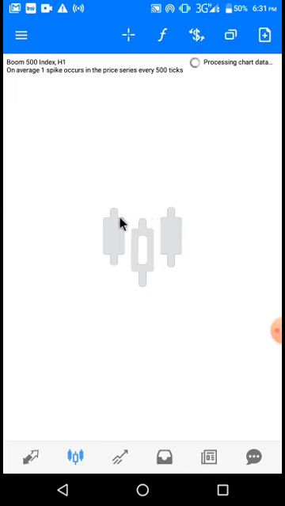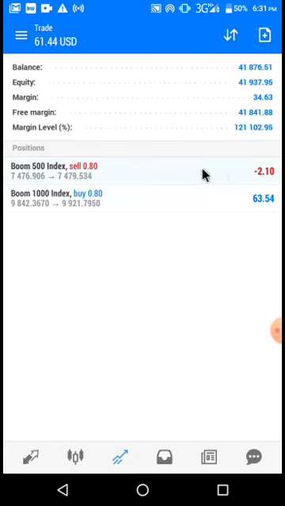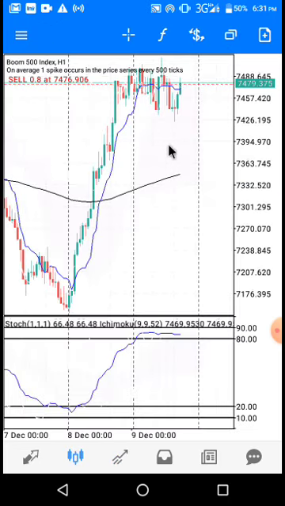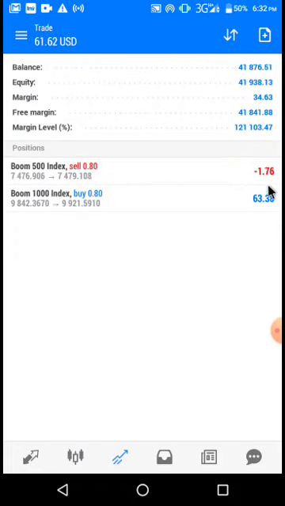The chart is loading. So if you notice the Boom 500, I entered the trade somewhere here. It moved up to this point and gave me $25, and now maybe it's retracing. But I'm not perturbed, I'm not disturbed at all. Because why? I know it will fall back. I've done my analysis, I know the direction, I know Boom 500 will be falling back, and I'll still be in profit. Now how about the second trade, Boom 1000?